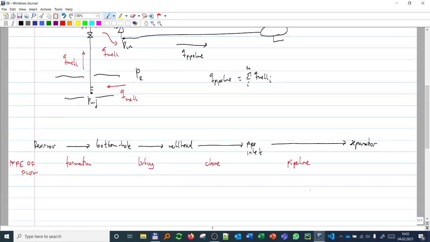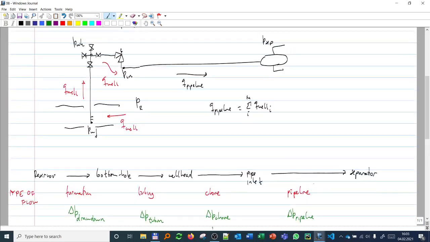We can represent this energy loss by the delta P, the most important component. This first one will be called drawdown. This we call delta P of the tubing. This one, the delta P of the choke. This one, the delta P of the pipeline.